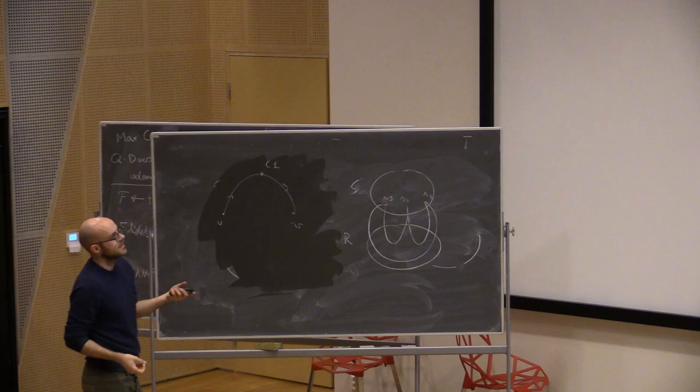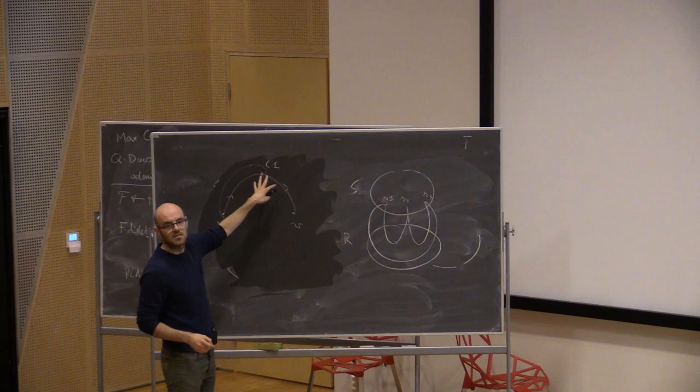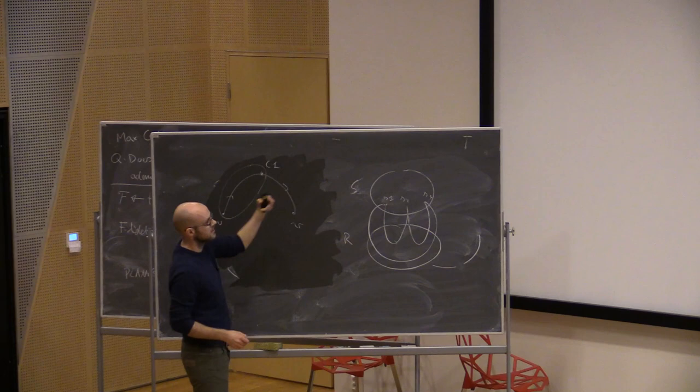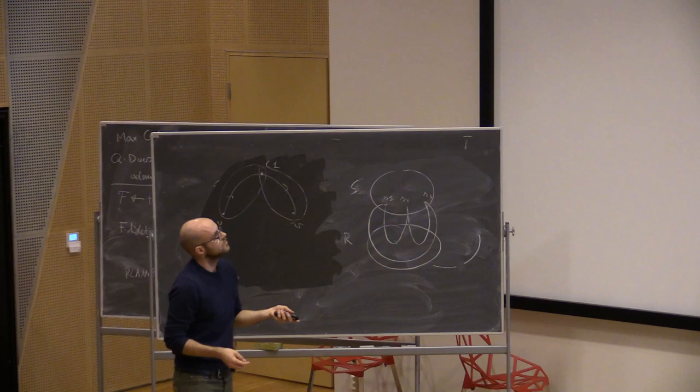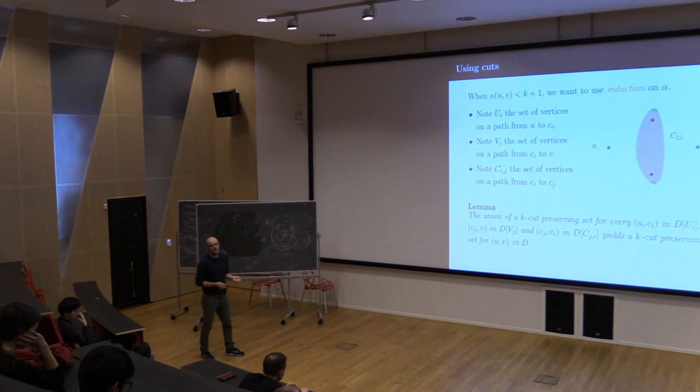And now, since you've taken a k-cut preserving set here, if you have a set of k arcs which do not disconnect these two vertices in this set, then it means that you can go from here to here in the reduced one, and you can do the same thing here. Right? So in order to find a k-cut preserving set from U to V, we only need to find a k-cut preserving set from all of these points. And the question now is, why do we gain here? Well, we don't gain. We almost gain.